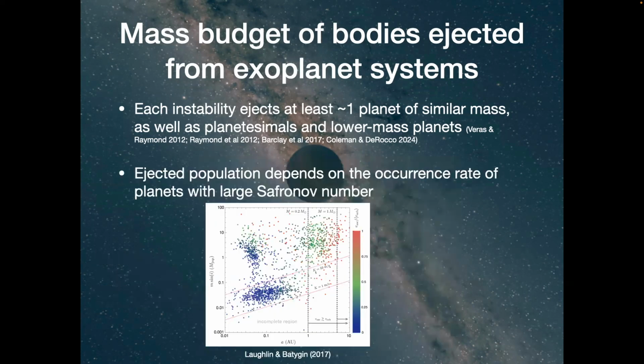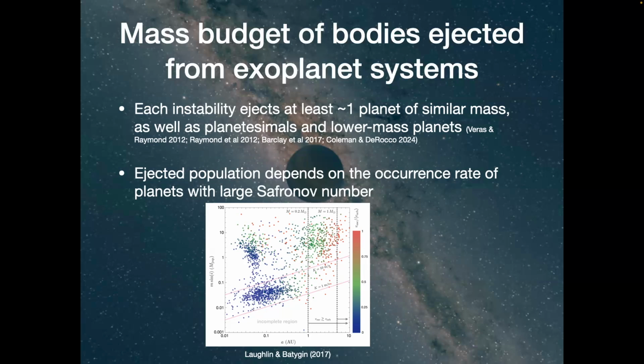And another point is that the ejected population really depends on the occurrence rate of planets with this large Safronov number. Right? And so here's a cool graph by Laughlin and Batygin. What they've done is basically taken the exoplanet population from a few years ago, and they colored it by Safronov number, more or less. So the red ones can eject things, and the blue ones can't.